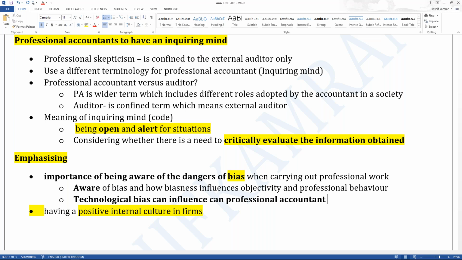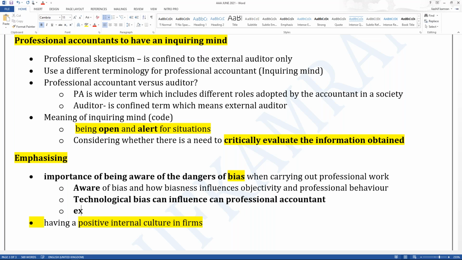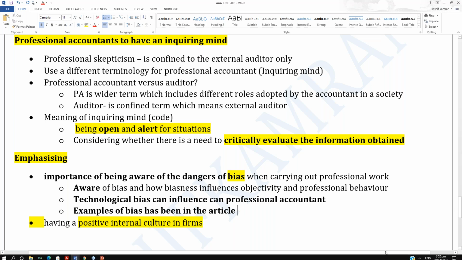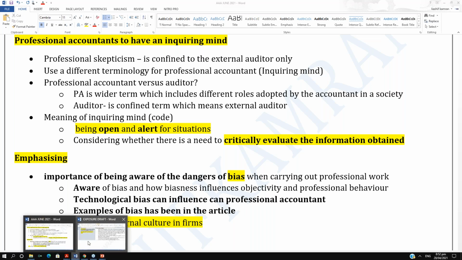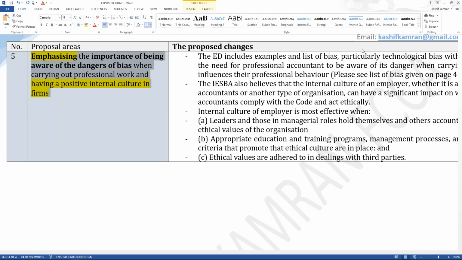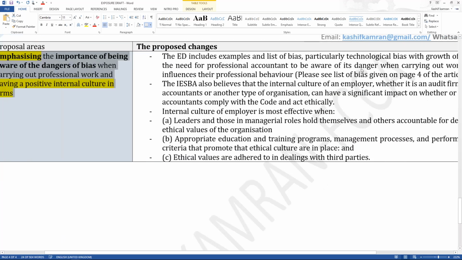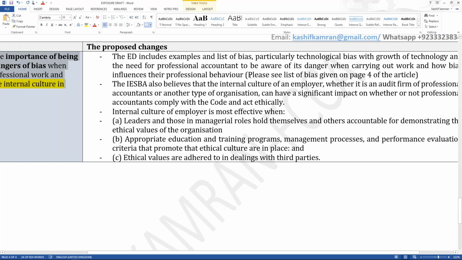Now, in the article, examples of bias have been given, and you should read that as a student, right? I'm not reading that. Examples of bias have been given in the article. Let me show you the page number. I put that in my summary, I think, as well. Please see the list of bias given on page 4 of the article. So that's right here.